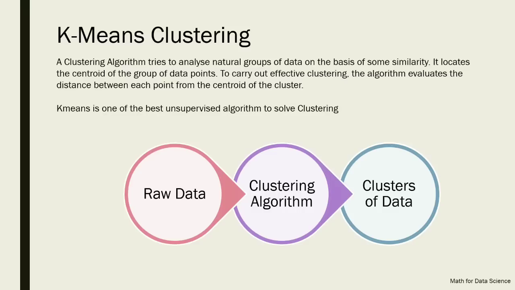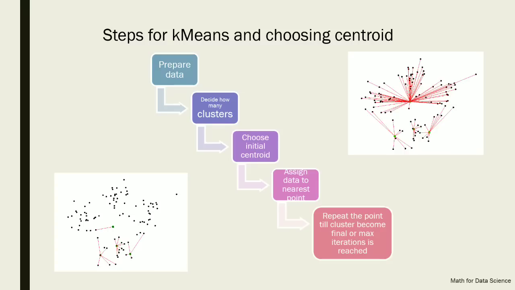So this way you can predict. Now, what are the steps for the k-means and choosing the centroid? K-means is a type of algorithm where we are choosing the centroid. That is, you can say the means around which the cluster will be there.